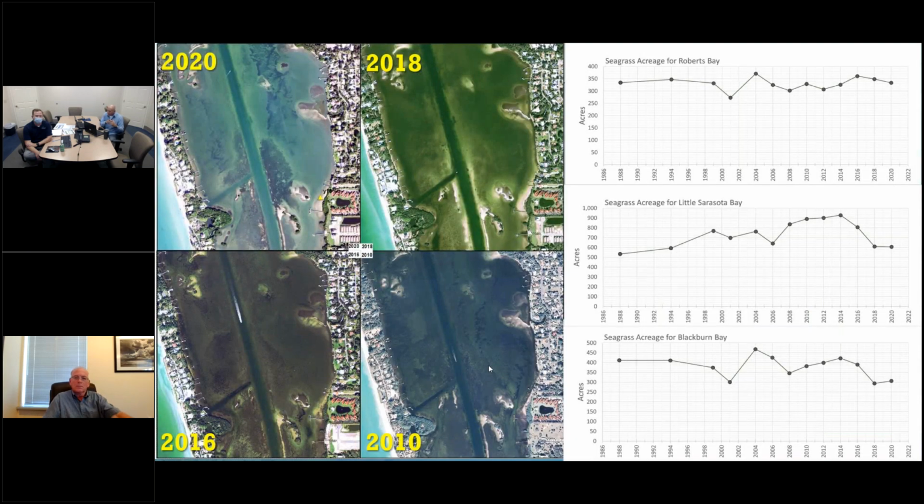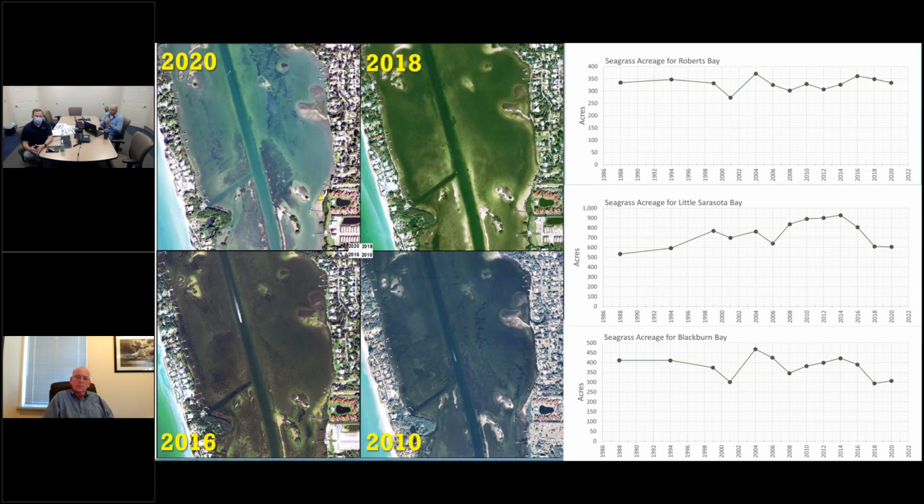So this is, again, those southern estuaries in the Sarasota Bay area. So Roberts Bay, Little Sarasota Bay, and Blackburn Bay. The plots on the right are showing you the total acreage over time. And what we've seen, especially in Little Sarasota and Blackburn Bay, is perhaps, and again, we're being speculative, a bottoming out of loss. So we lost a lot of seagrass in these small estuaries between 16 and 18, but the story is different from 18 to 20. So we don't want to lose sight of potential recovery areas as well as areas that are in danger of loss.